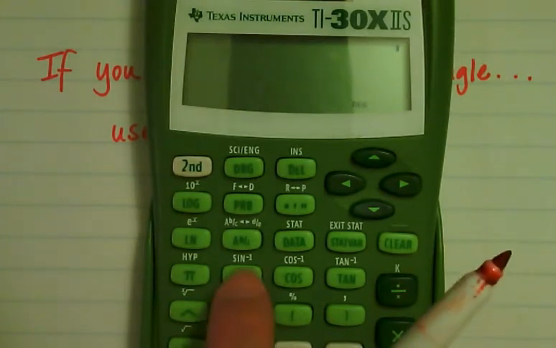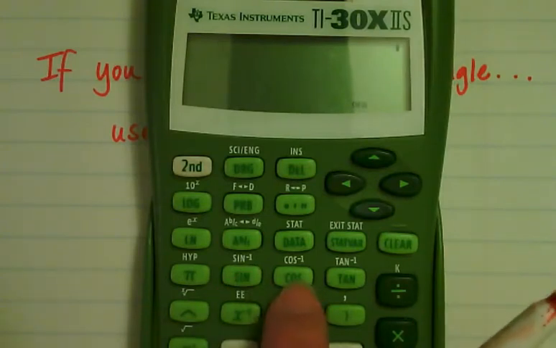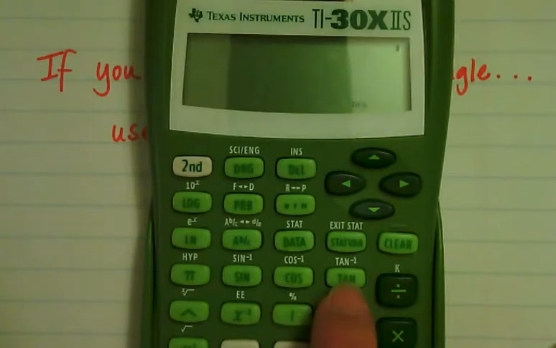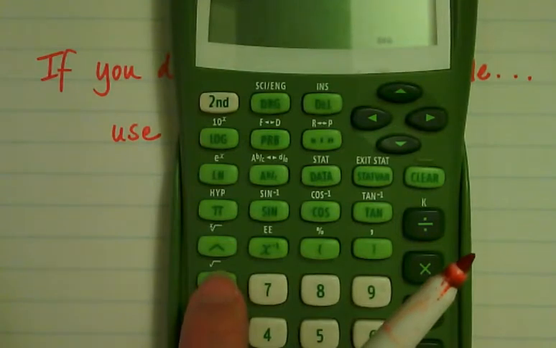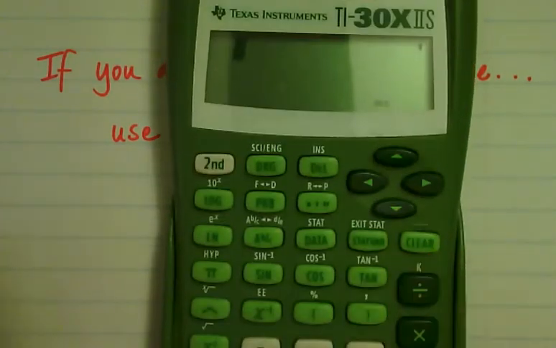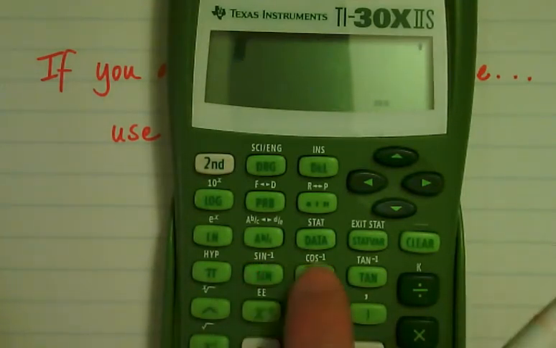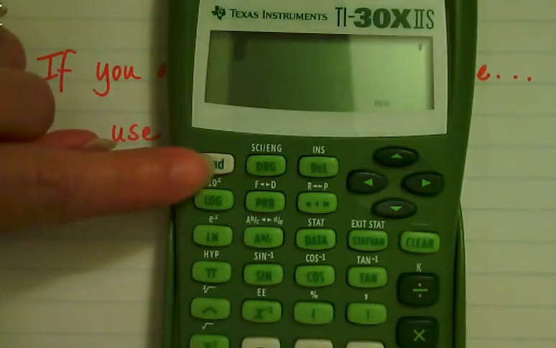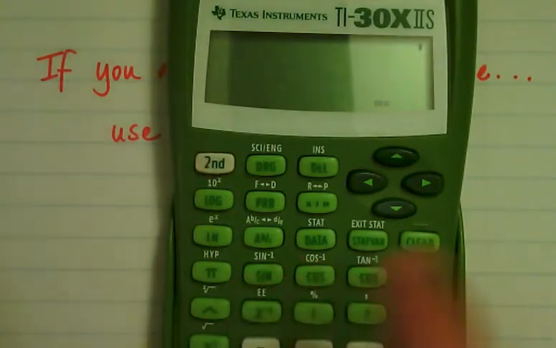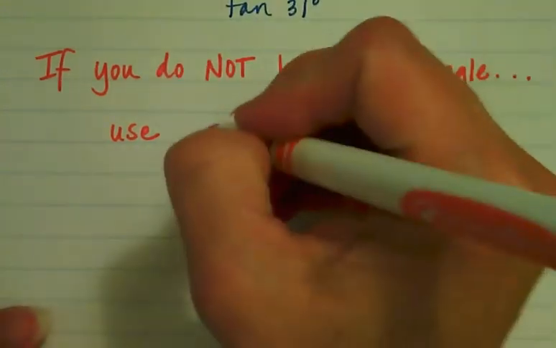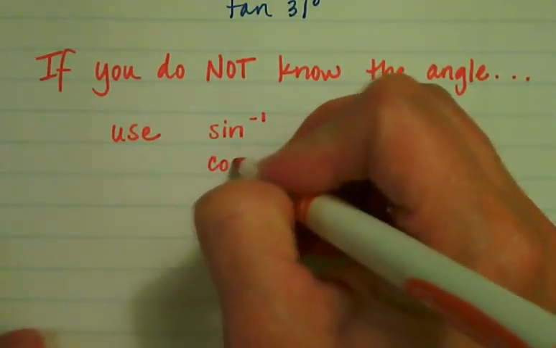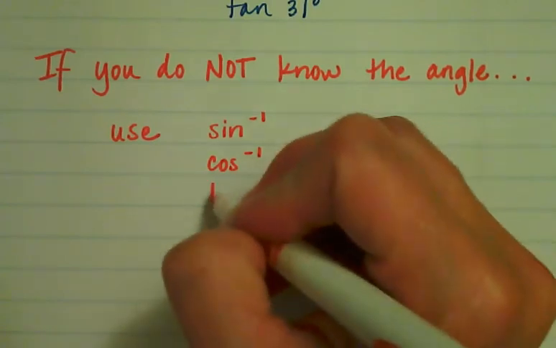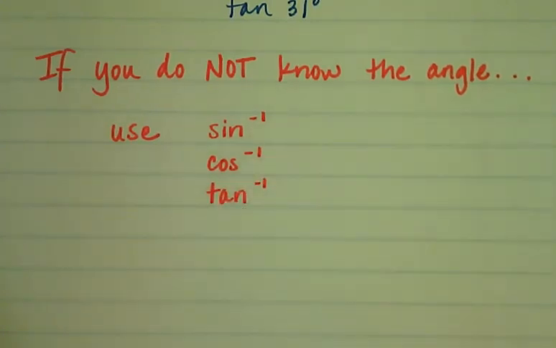So the sine, and there's the inverse sine. Here's the cosine, there's the inverse cosine. Here's the tangent, there's the inverse tangent. This works just like the x squared and the square root button. They kind of undo each other. So if we are going backwards, then we're going to use the inverse buttons, which means that we have to press the second button before we press sine and so forth. So we're going to use the inverse sine, the inverse cosine, and the inverse of tangent.